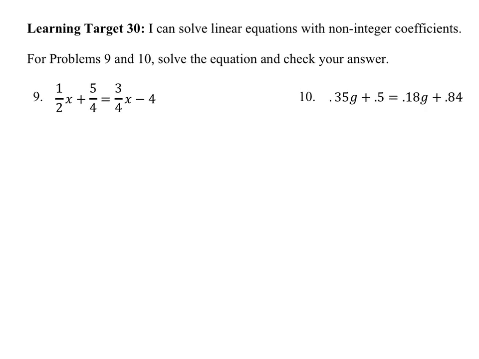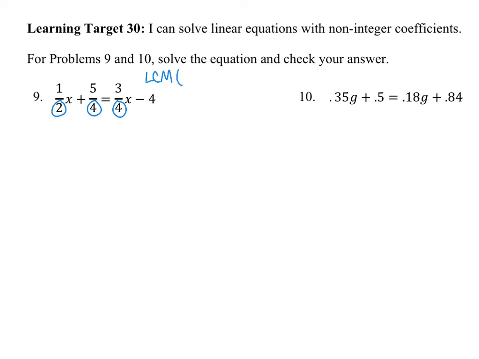So on number 9, remember that when we're solving these types of problems, you want to look at the denominators because that's what's causing us issues. So we have a denominator of 2, 4, and 4. So you want to look for their least common multiple, and then if we multiply by the least common multiple, it will get rid of all the fractions.